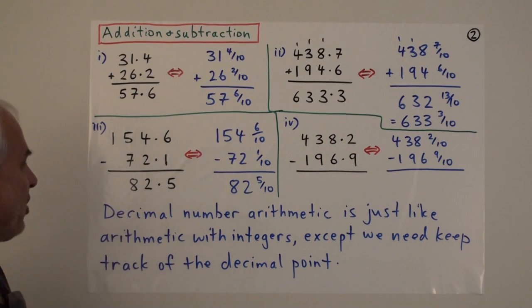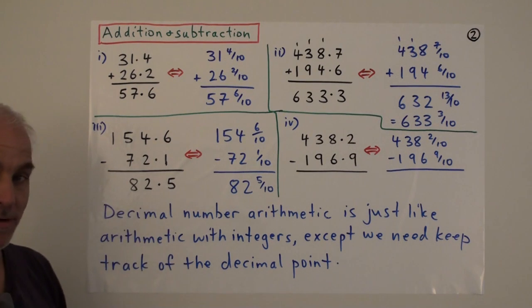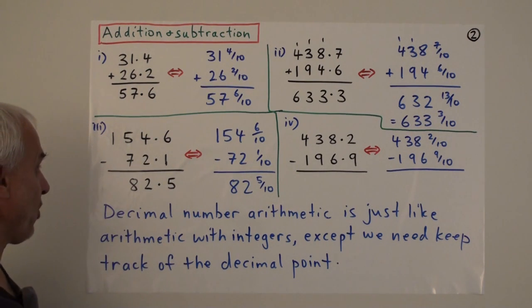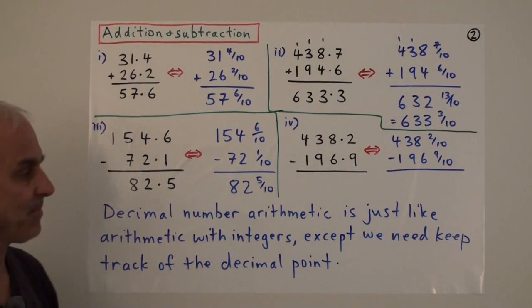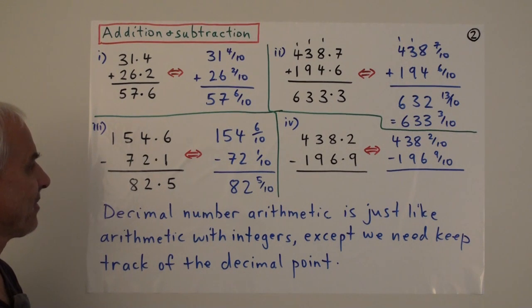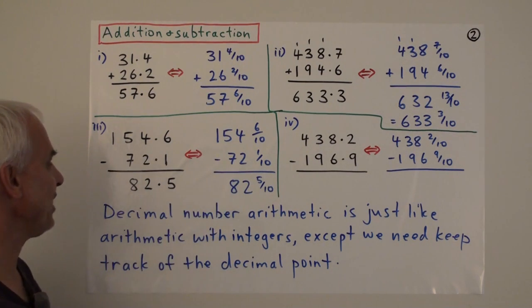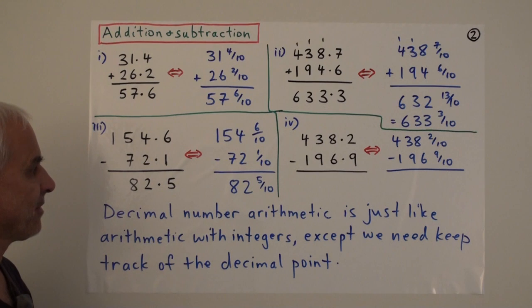Here's a subtraction. 154.6 minus 72.1, and it's the same kind of story. 6 minus 1 is 5, 4 minus 2 is 2, 15 minus 7 is 8. There's the corresponding result in fractions.